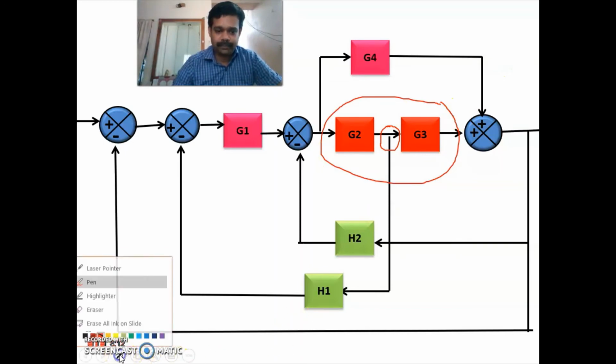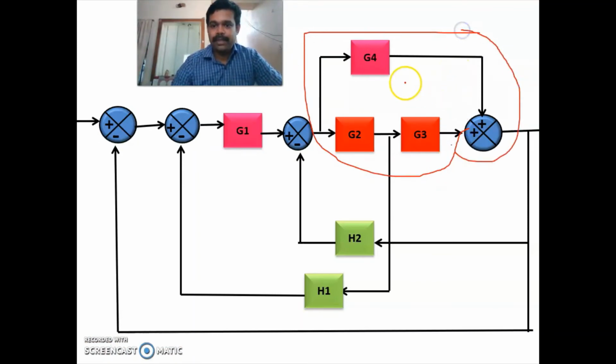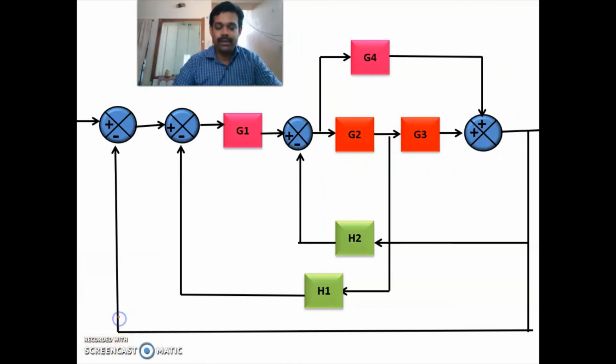Similarly, these blocks are in parallel, but here is one branch point. The problem is that, due to this branch point, we can't directly apply the cascade rule, as well as the combining of parallel blocks. These two rules we can't apply directly without doing some modification to this branch point.